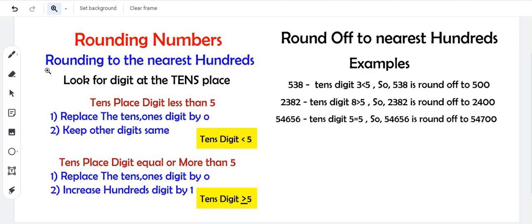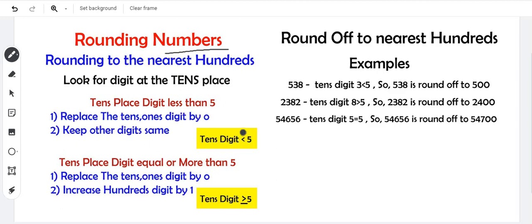Next is rounding to the nearest 100. For the nearest 100, look for the digit at the tens place. Is that clear? For the nearest 100, always look for the digit at the tens place. It also has two conditions: tens digit is smaller than 5, and tens digit is greater than or equal to 5. We are looking at the tens place because we are doing the nearest 100.